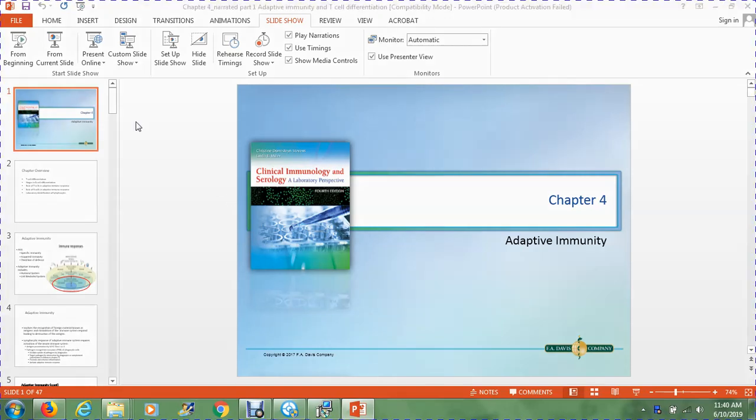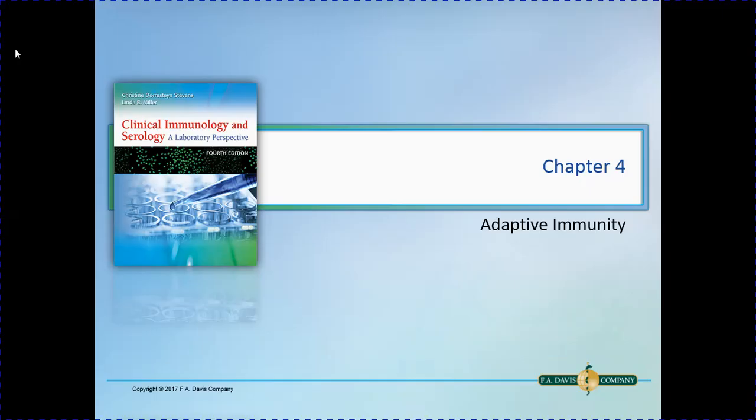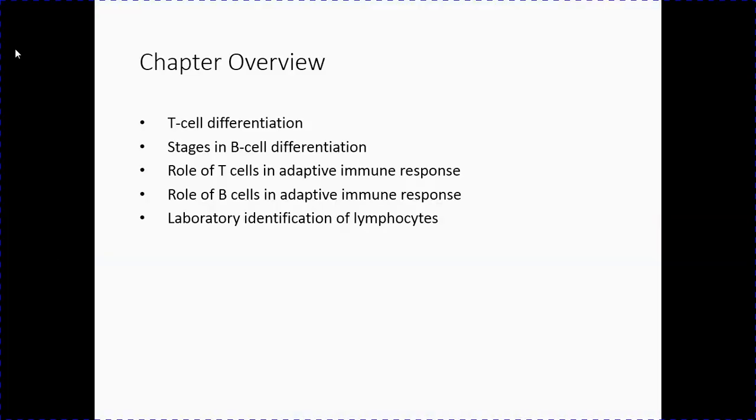All right, everyone, we are going to look at Chapter 4, Adaptive Immunity. I want to mention really quickly, though, that I'm going to do this in two parts so that you can look at it at your leisure, not necessarily all in one sitting. So this is part one of two of the discussion of adaptive immunity.